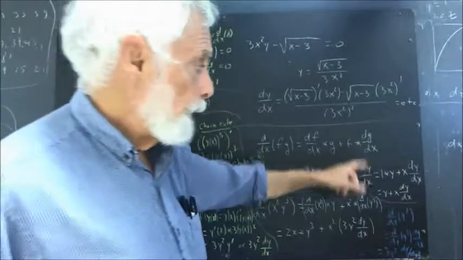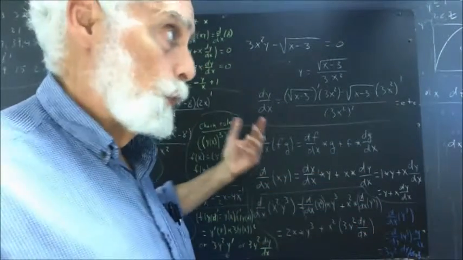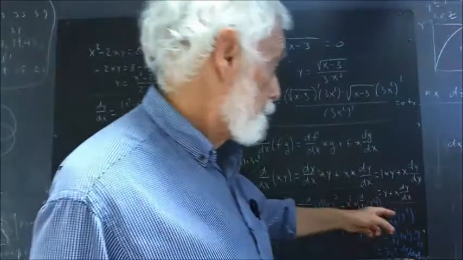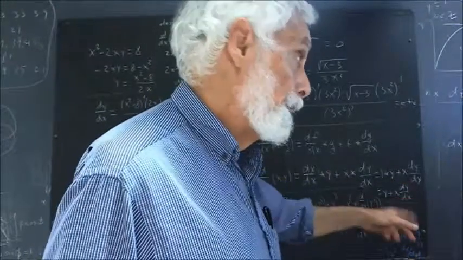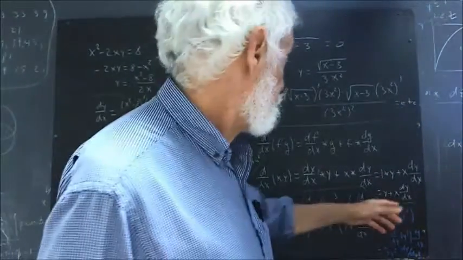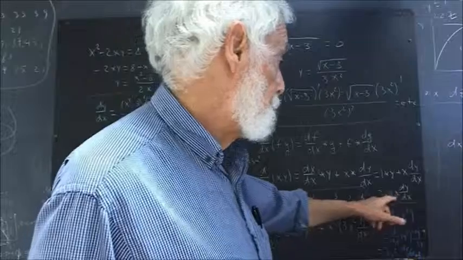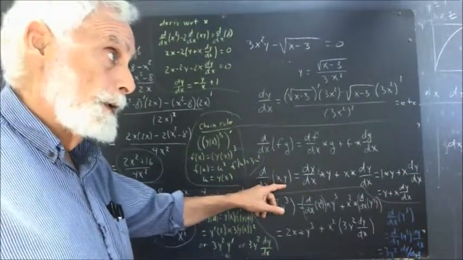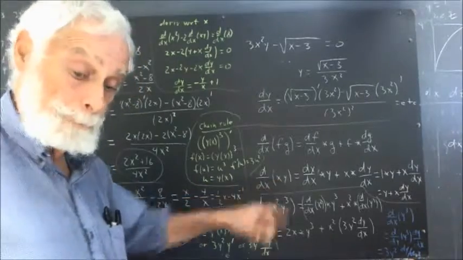Now, the derivative of y with respect to x depends on what y happens to be. We don't know. So the best we can say is, well, that's just x times dy dx. We don't know what dy dx is, but whatever it is, this expression y plus x dy dx is our x derivative of the product function xy.